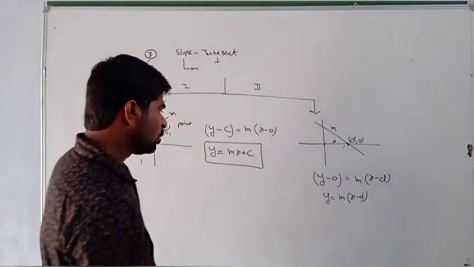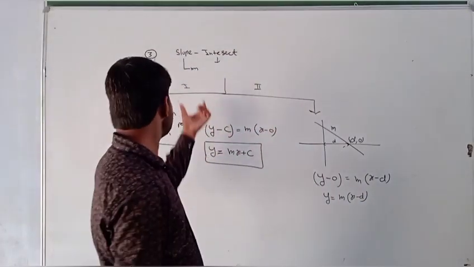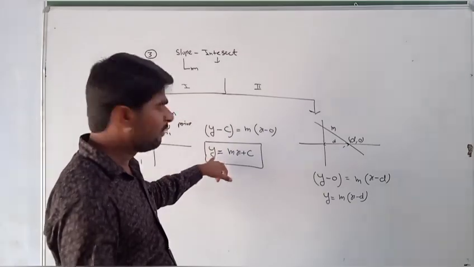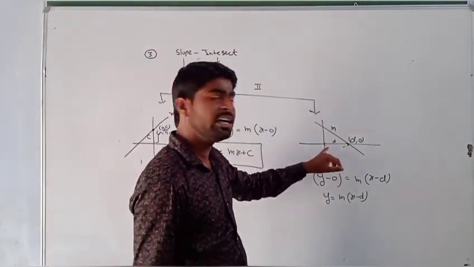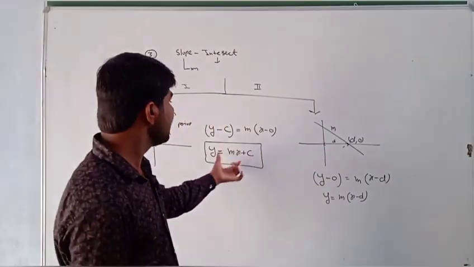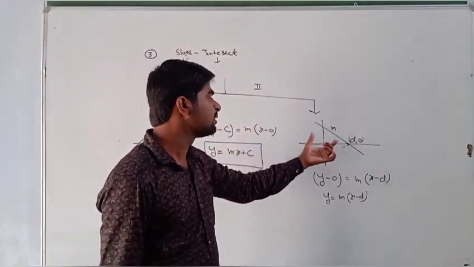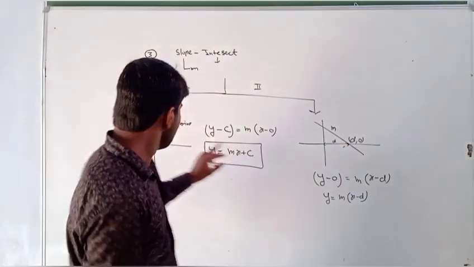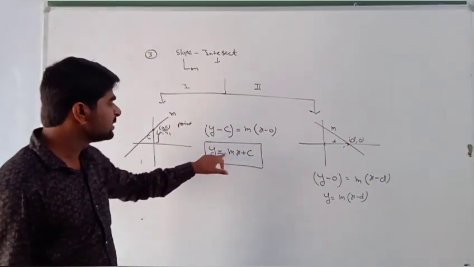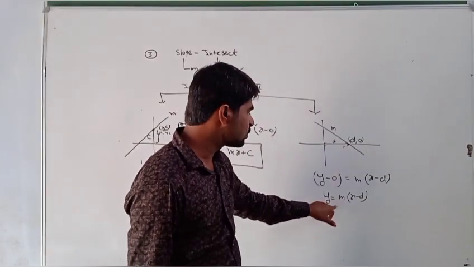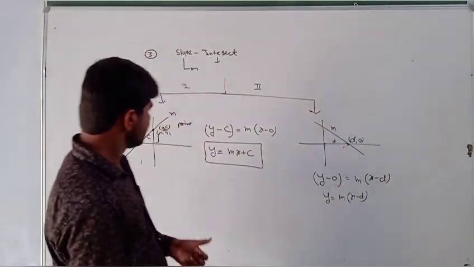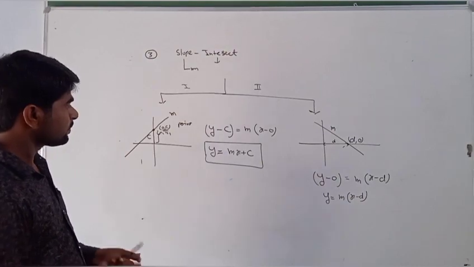Most of the students get confused when an intercept comes. They always write y is equal to mx plus c. Sometimes they don't notice that the intercept given is on the x-axis. So for the y-axis, this will be y is equal to mx plus c, and for the x-axis it will be y is equal to m(x minus d). So please note it down.